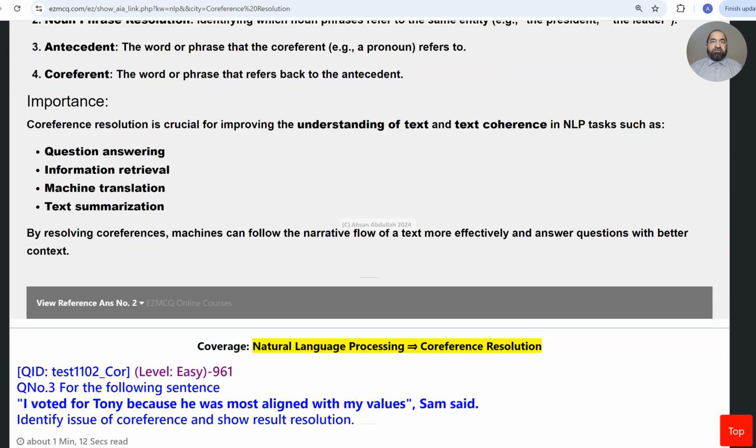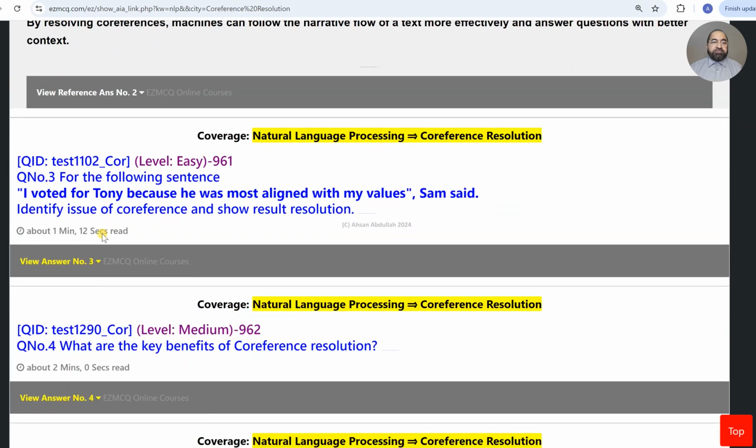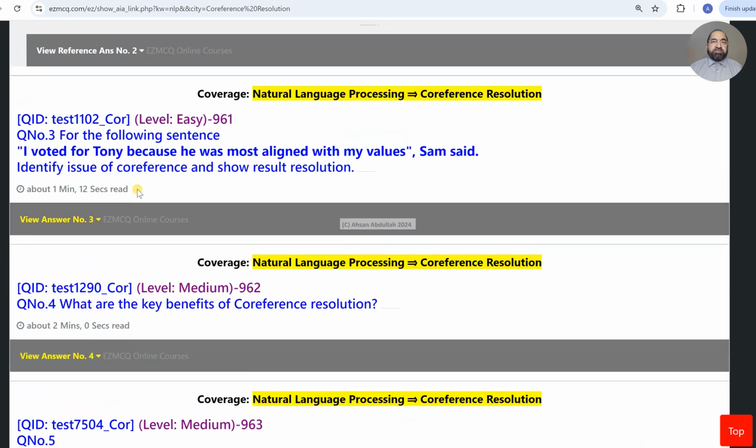So what are the applications of co-reference resolution? Question answering, because then it gives clarity on what is being referred to. Information retrieval, again the same case: if the machine is able to perform co-reference resolution, then it's better information retrieval. Machine translation, again the same thing. Text summarization. I'm quickly referring to them, but we'll go into more detail in the coming Q&As.